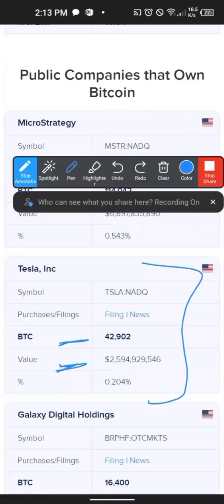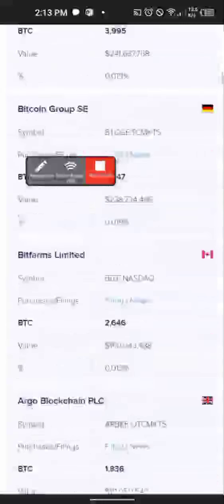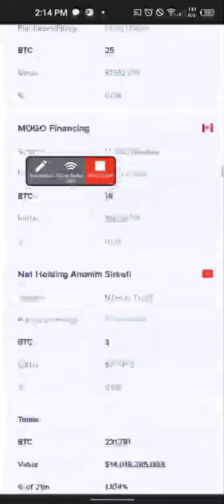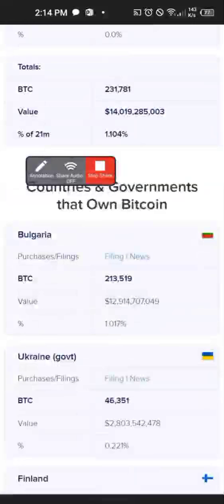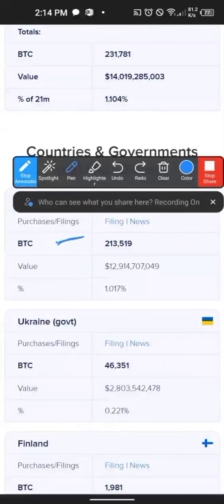Okay. Now there are countries, there are various people who are holding crypto coins. Let's come here and see for ourselves, so you know the whole crypto world is bigger than what you think. Let me look for countries holding Bitcoin. So okay, these are countries holding Bitcoin. You can see Bulgaria. Bulgaria as a country is having 213,519 Bitcoin.